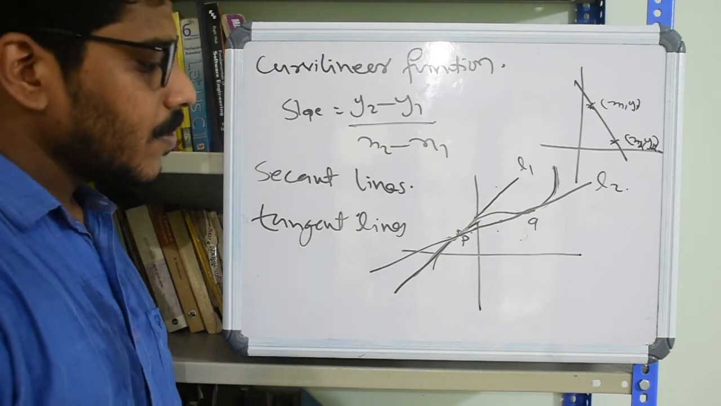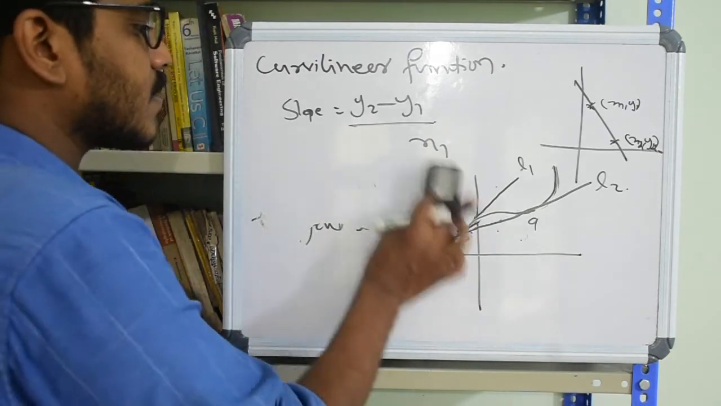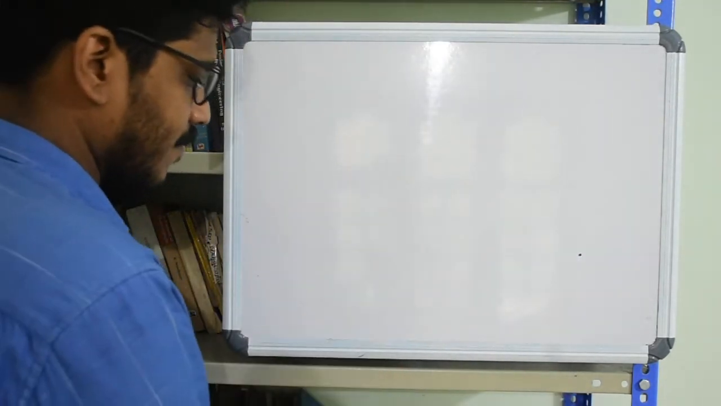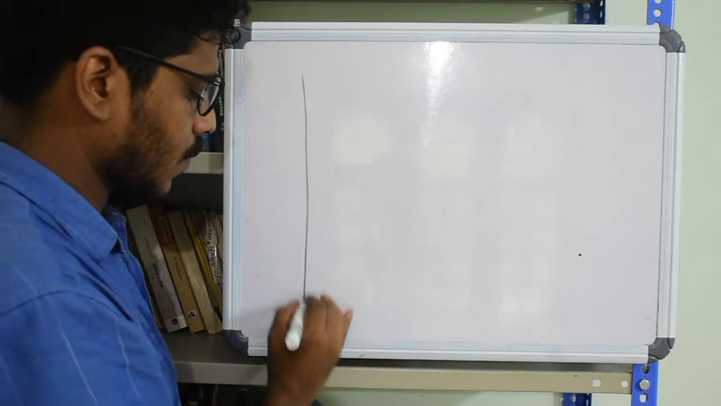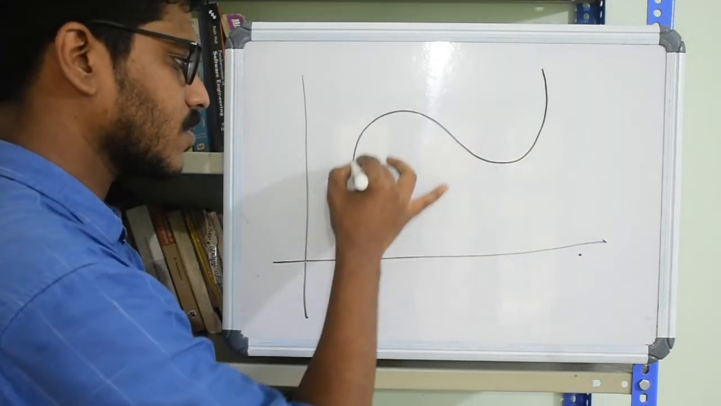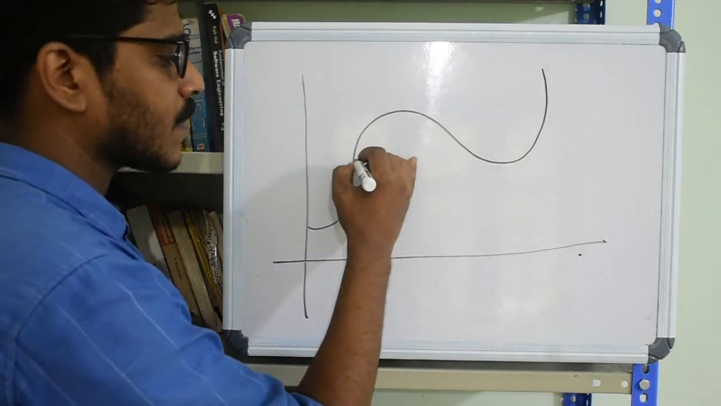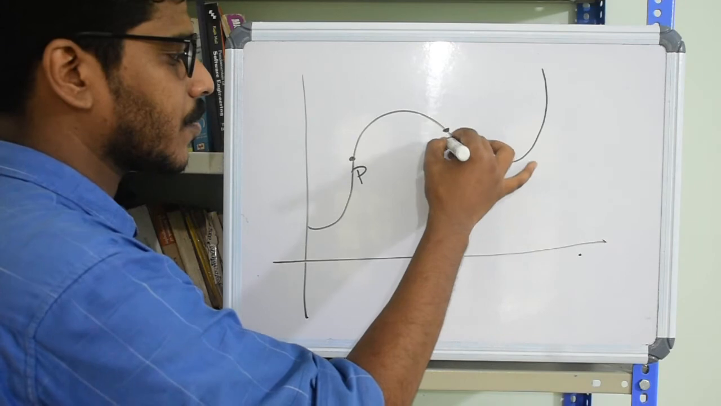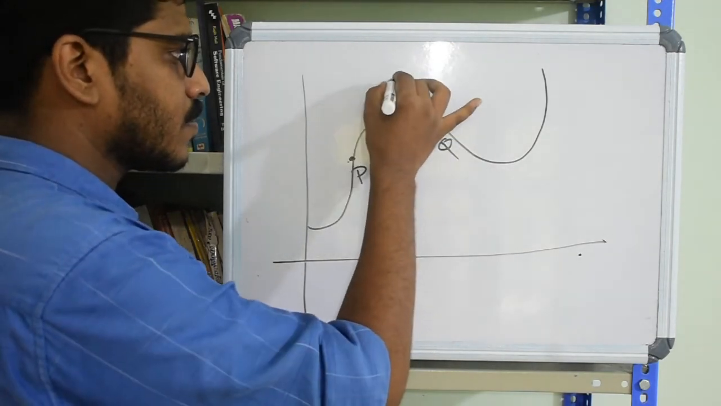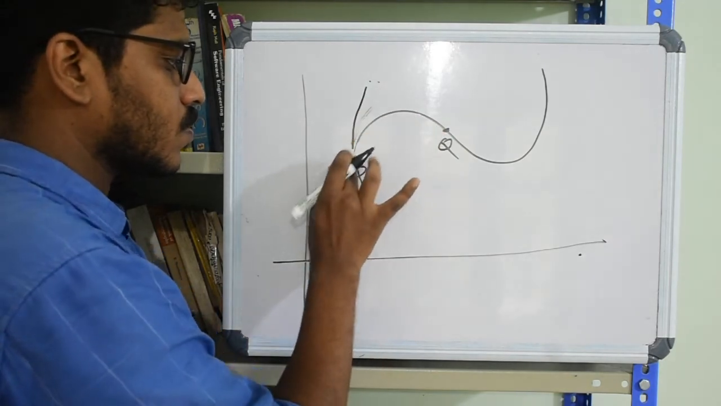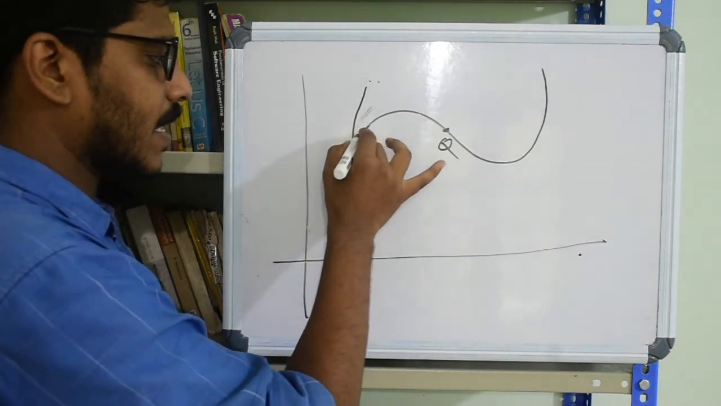Perfect. So I'll just redraw this setup a little more magnified. Suppose this is our graph for now, and I choose this to be P and this to be Q. I'll make it a little more slanted.